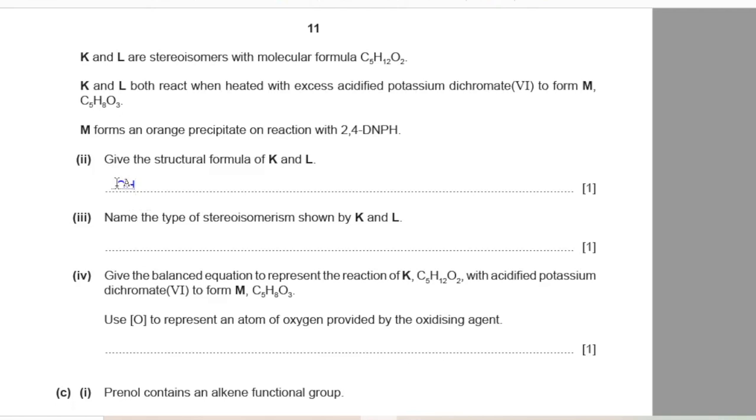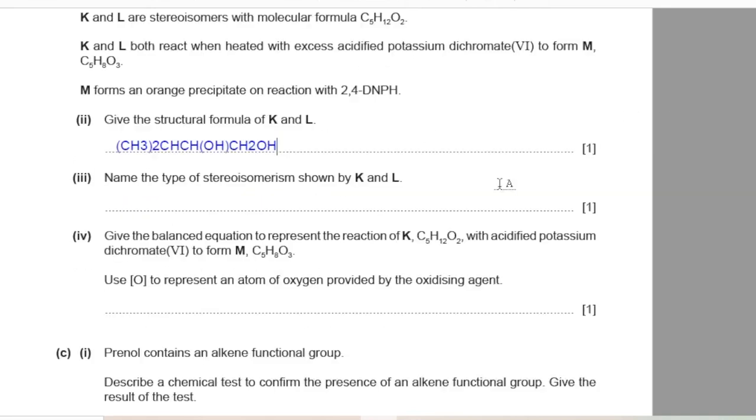CH3, twice, CH again, and my hydroxyl group is attached to the second carbon atom with CH2 and OH again. Part 3, name the type of stereoisomerism shown by K and L. So this is optical stereoisomerism.